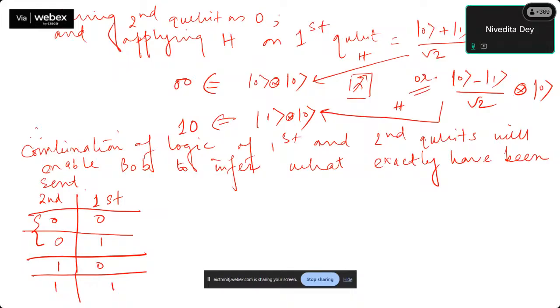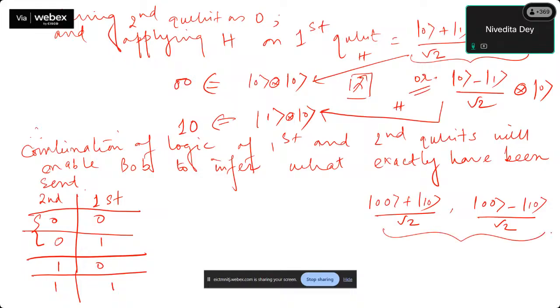Now, if you again apply a Hadamard on this thing, this will become... If you are having any difficulty in understanding how I am writing this, this is exactly similar to writing this thing, and this one is exactly similar to writing minus ket1 by root 2. I'm just writing it in this way so that I can easily show you how after Hadamard you can yield a 0 for the first qubit, and the second qubit is already 0. So that means either it can be 00 or it can be 10, nothing else.